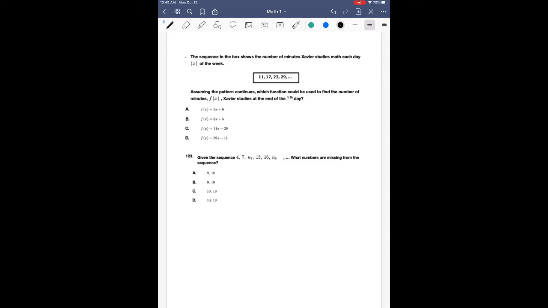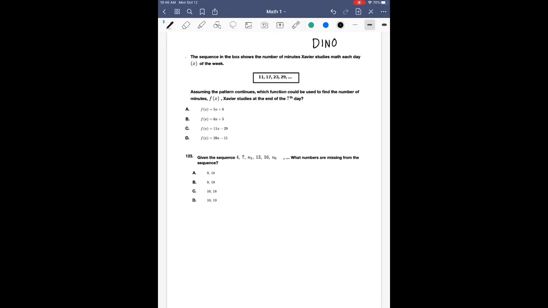All right, so then we are doing sequences. For this particular example, it says that Xavier shows the number of minutes that he studies math each day of the week. So we have this pattern, and it wants us to find the function that would give us the number of minutes on the 7th day. So we need to write an explicit formula. An explicit formula means we want to explicitly find that term, so the 7th day.